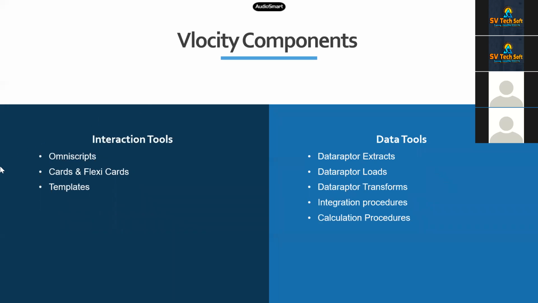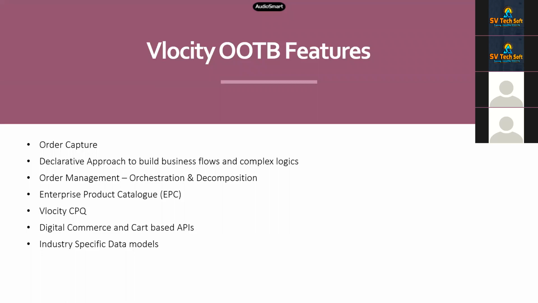And I always keep saying one thing: the majority of the clients are trying to come to Velocity because of this order management, EPC, and Velocity CPQ part. Together, all of these things are making the client's life much simpler and easier, and they can build a very advanced application in much less time with much less budget, and that's why they are all trying to go to Velocity.